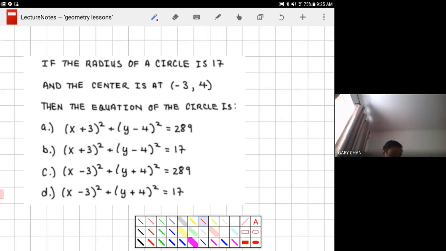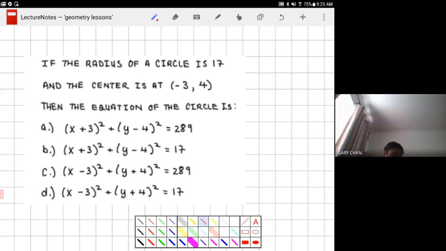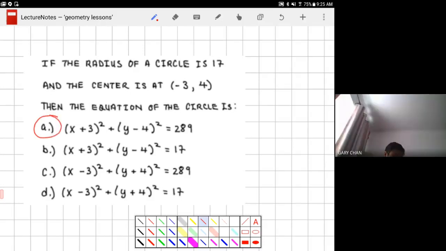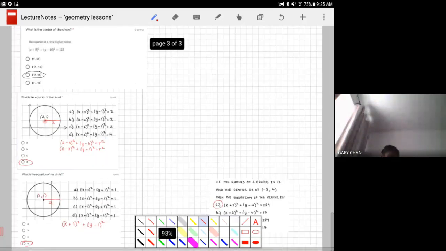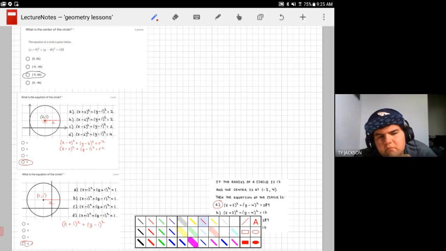If the radius of a circle is 17 and the center is at -3, then the equation of the circle is, A. So it's got to be A. But that was wrong too for me. Oh, really? Yeah. So I'm going to take a look at it now. Wait, what did you get for the previous one? The previous one was D.